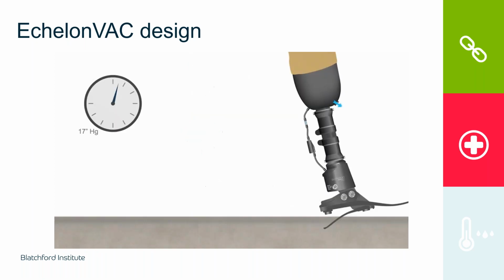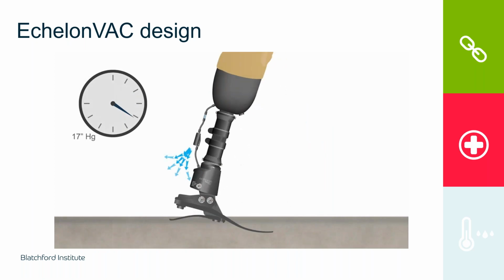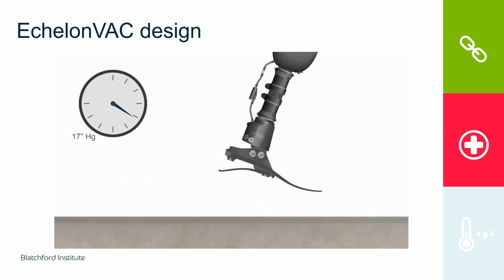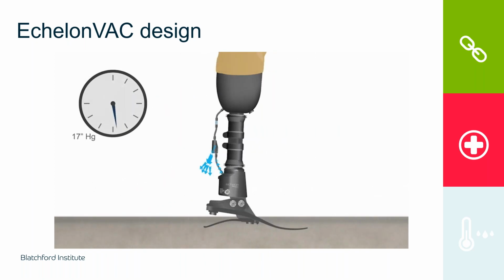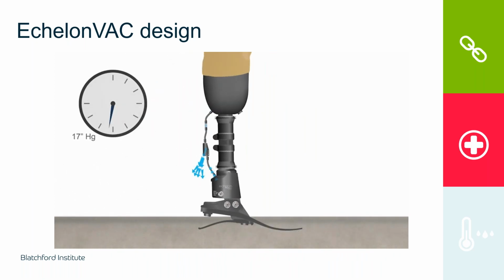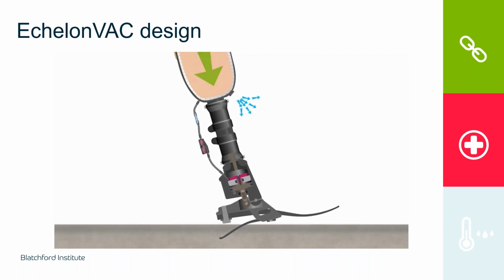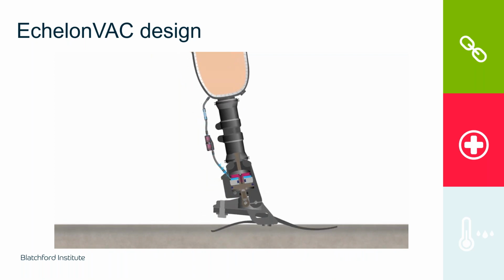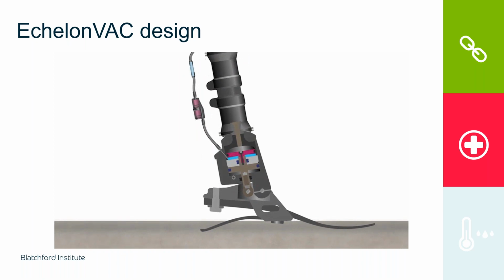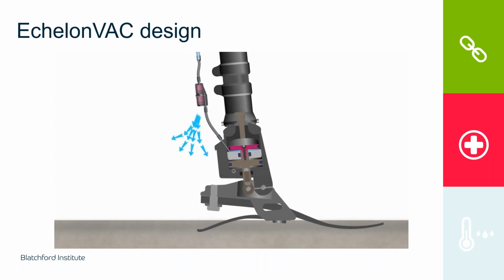And then as the user progresses through stance, the foot dorsiflexes from mid-stance onwards, which then expels the air back into the environment using the same valve. And the air is stored in a small chamber, which you can see in pink at the bottom of the ankle. So the air is kept in there and then released back into the environment. So therefore we get the benefits of improved suspension, while the more secure fit also ensures less chance of skin breakdown.